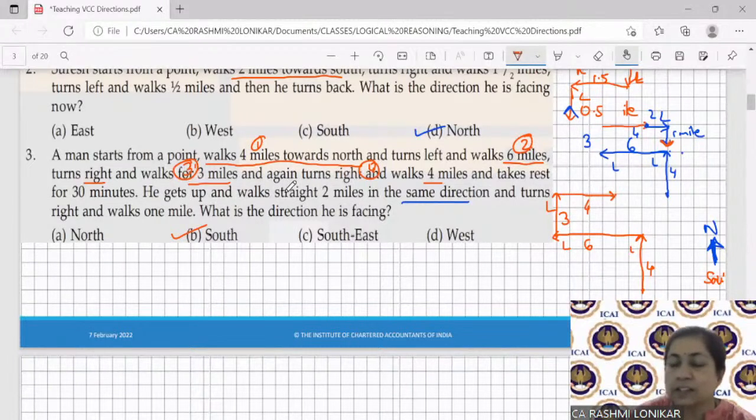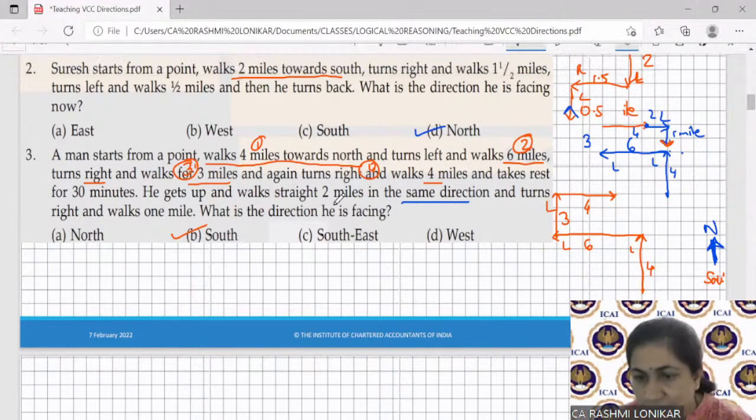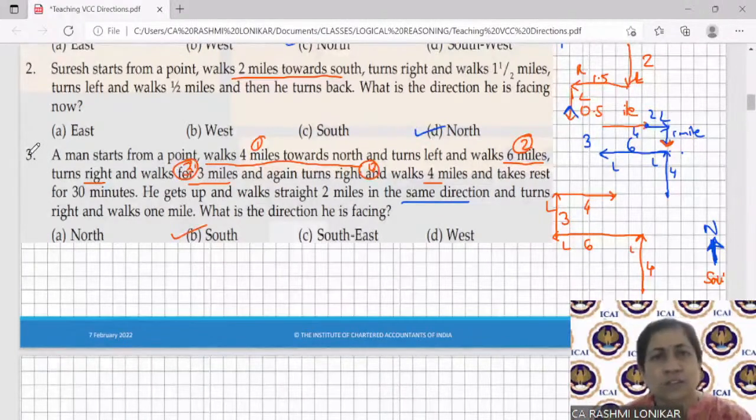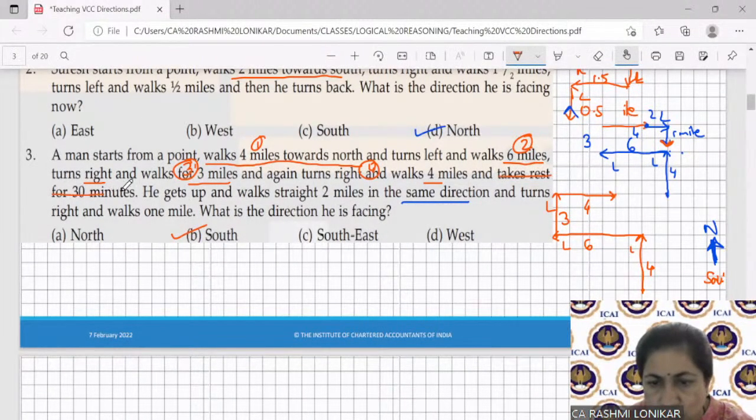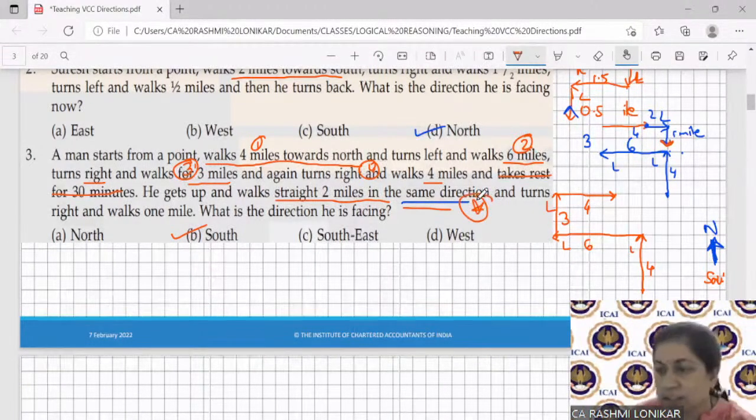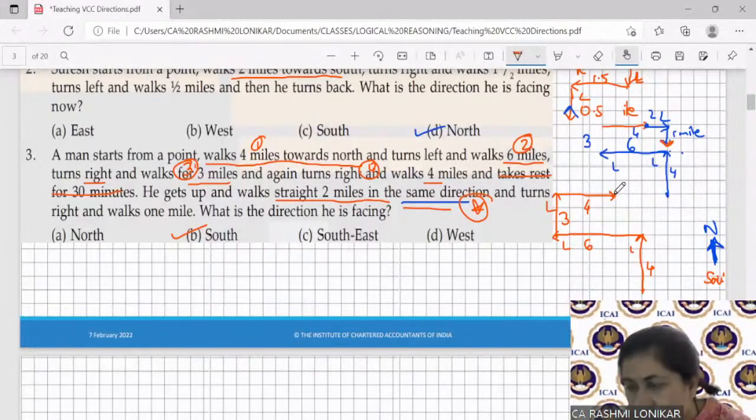What is happening here? They have given this additional information. He takes rest for 30 minutes. That is not relevant to me. Takes rest for 30 minutes has nothing to do with my question. He gets up. Now I have to pay attention. He gets up and walks straight 2 miles in the same direction. This is the most important thing. He's not changing direction. He sat over here and now he's walking again from this point.